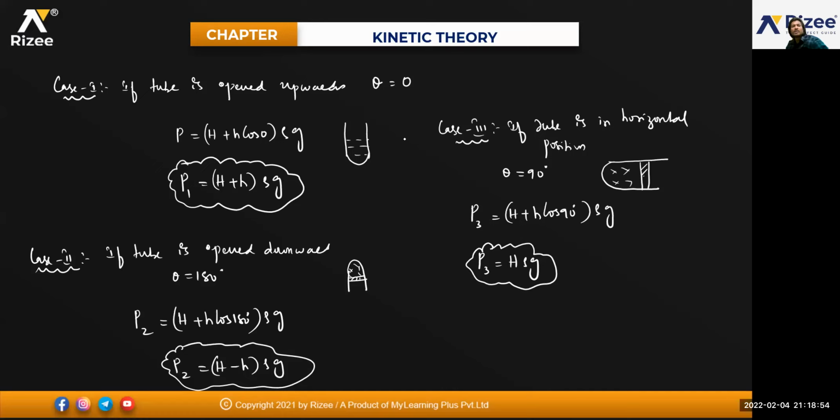Clear, beta? Okay, if the tube is open in the upward direction, theta is equal to 0, so the formula is capital H plus small h into rho into g. If the tube is opened downwards, theta is 180 degrees, so P2 is equal to capital H minus small h into rho into g. If the tube is in horizontal position, theta is 90 degrees, then P3 is equal to capital H plus small h into cos 90 degrees rho into g. So P3 will be equal to H rho into g. So these are the 3 cases.